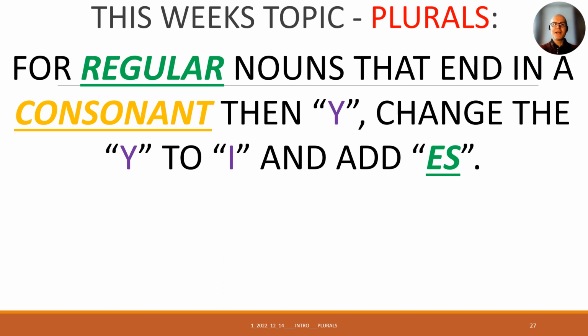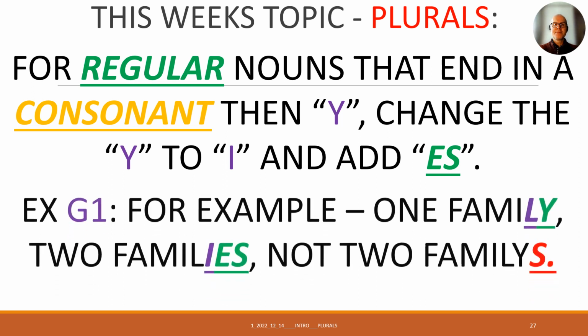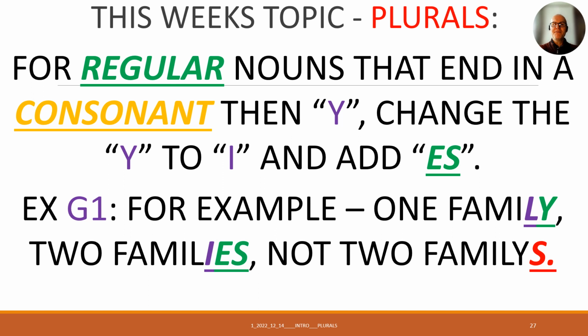For regular nouns that end in a consonant, then Y, you change the Y to an I and add ES. So for example, one family becomes two families. You've changed the Y to an I and added ES. One family, two families. You don't just put an S at the end of family.